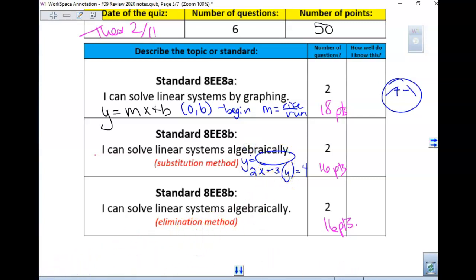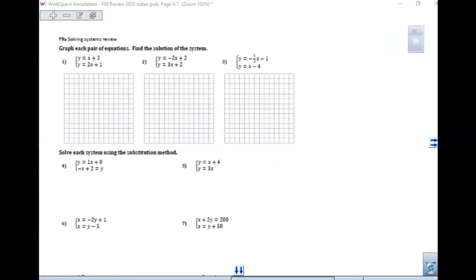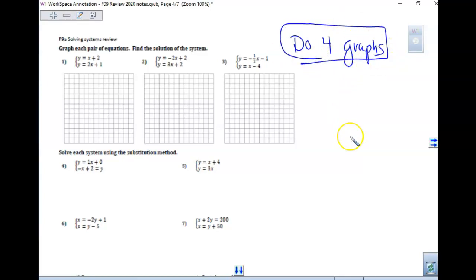So the elimination is what we did the last 2 days on pick 4. My hint would be I do the first 3. You need to do 4 graphs. There's 6 of them. Any extra above and beyond that are going to be bonus, right?